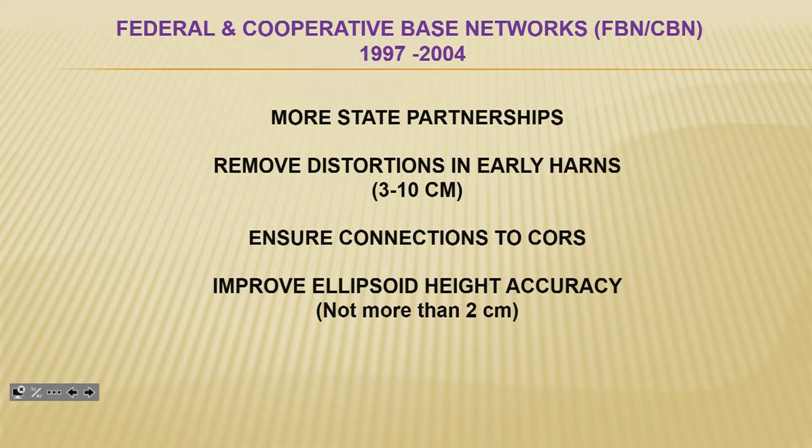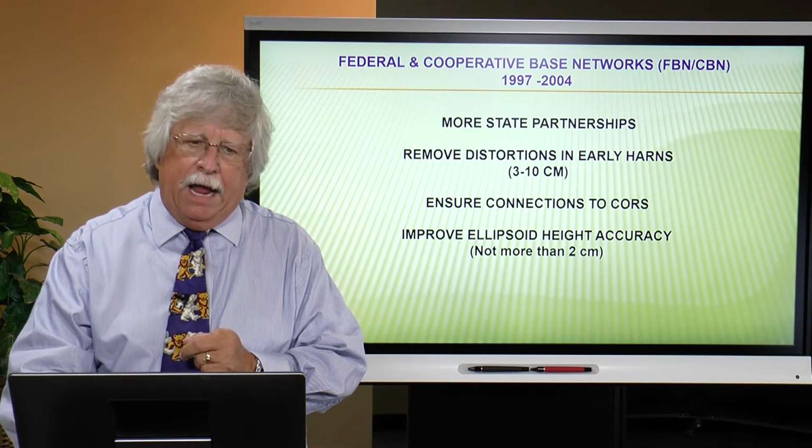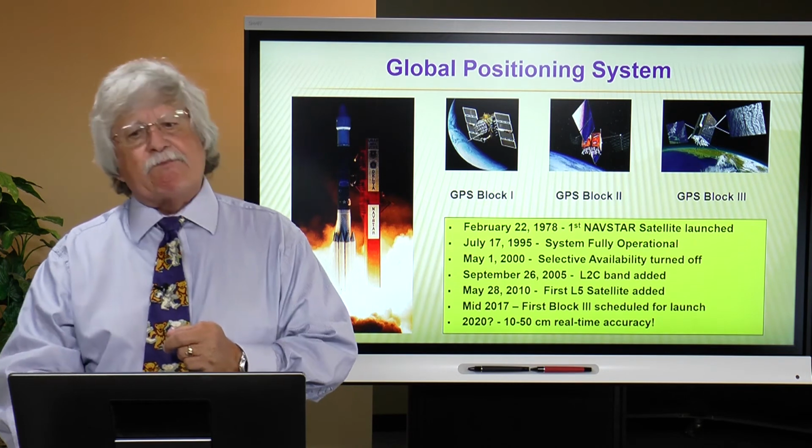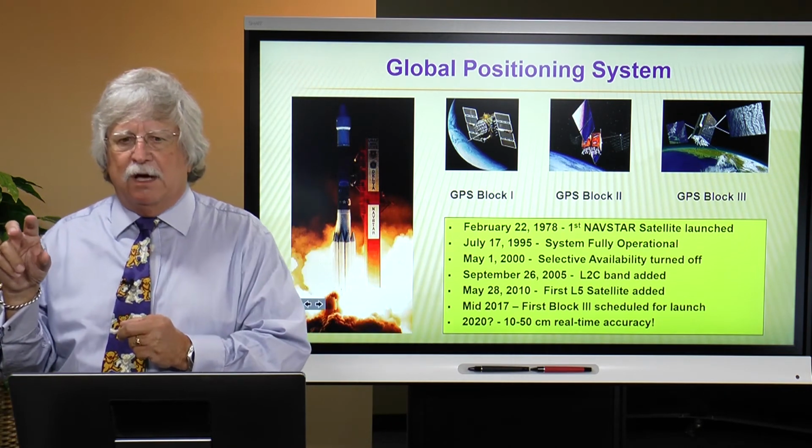So we ensure the connection to the CORS, and most importantly, improve the quality of the ellipsoid heights, because that's now the most important element to produce high accuracy heights. Just as an encapsulation of GPS, so we know where we're coming from here.